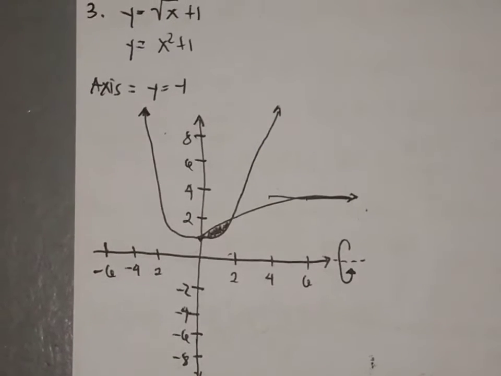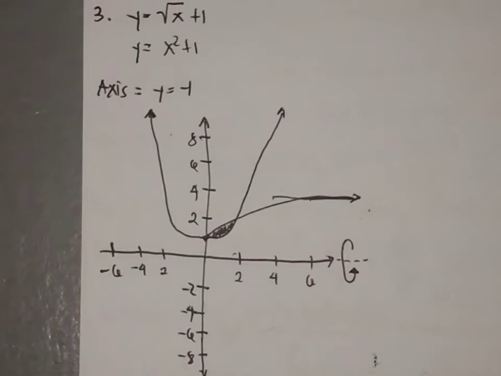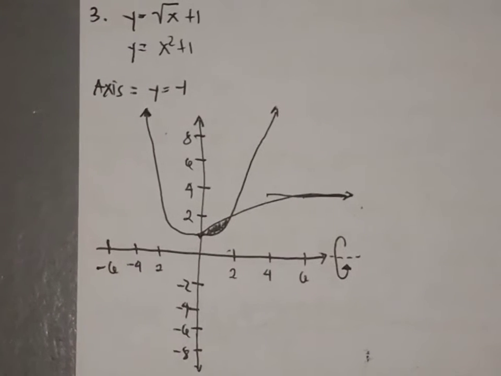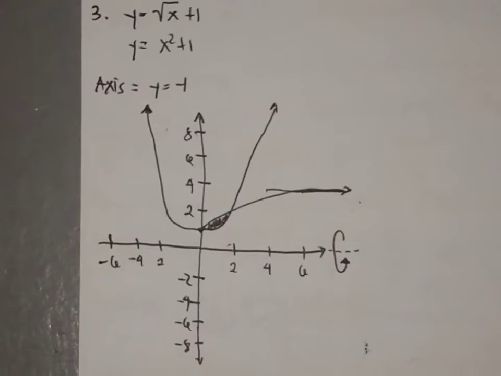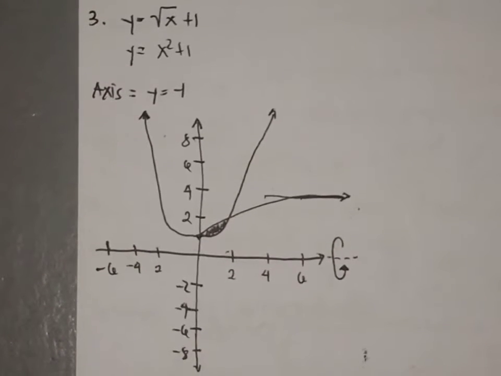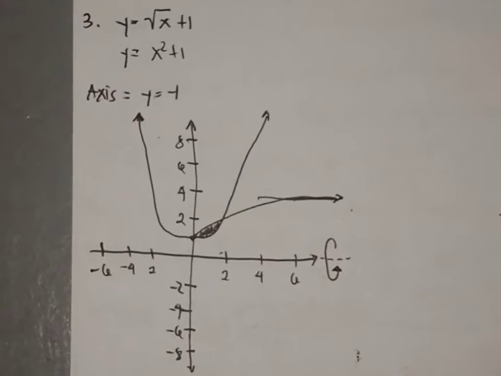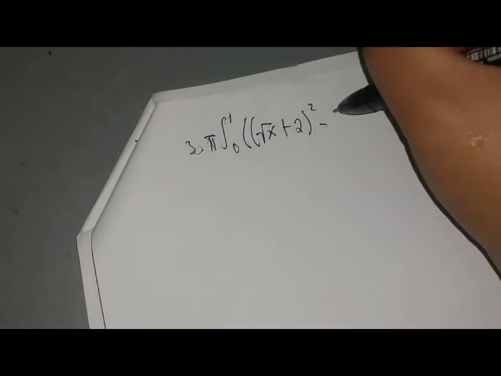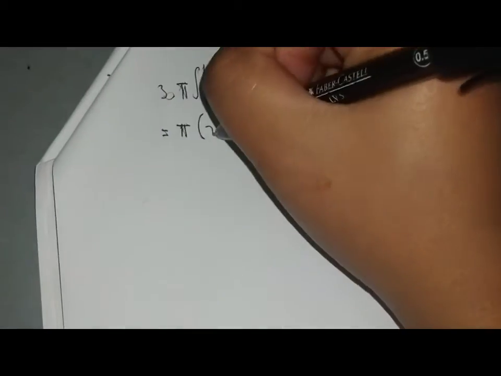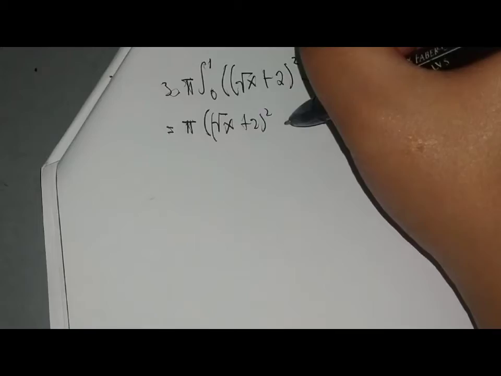Here's the given number 3. y is equal to square root of x plus 1 and y is equal to x squared plus 1, and the given axis is y is equal to negative 1. Now let's find the volume of the solid that results when the region enclosed by the curves is revolved about the given axis. Upon finding the volume of the solid, let us use pi times the integral from 0 to 1 of ((square root of x plus 2)^2 - (x^2 + 2)^2) dx. Then we will simplify it first to pi times ((square root of x plus 2)^2 - (x^2 + 2)^2).